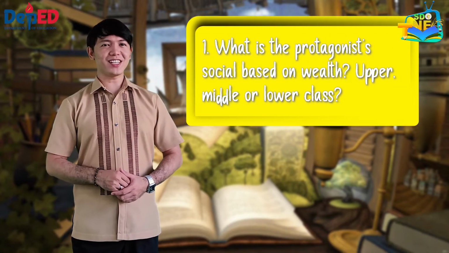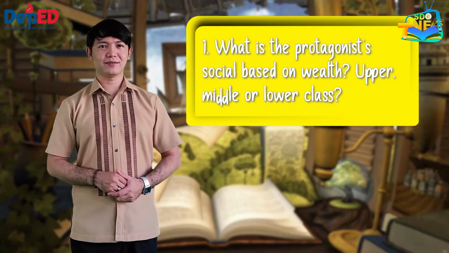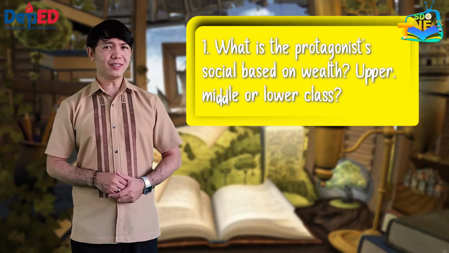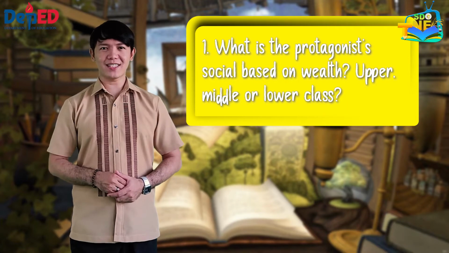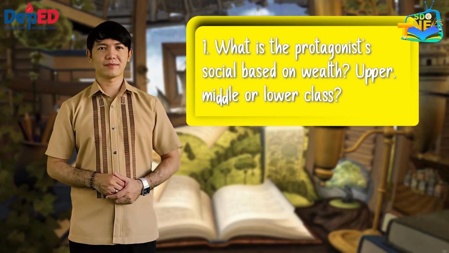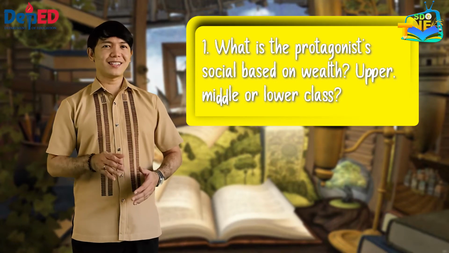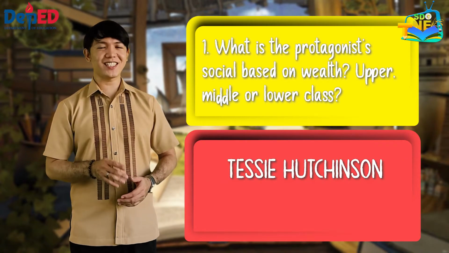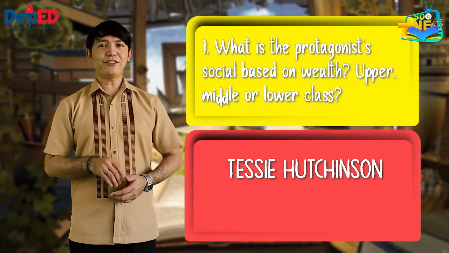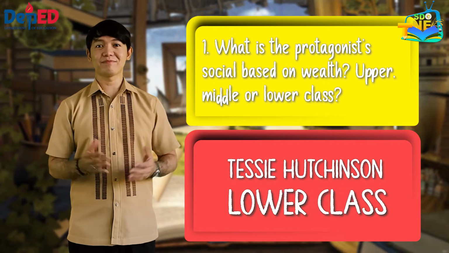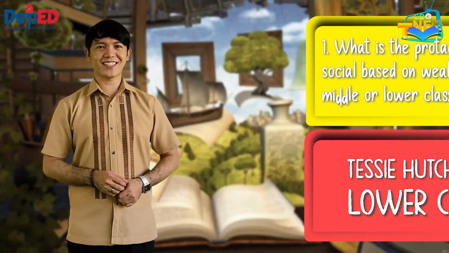What is the protagonist's social standing based on wealth? Is he in the upper, middle, or lower class? Tessie Hutchinson is the protagonist in the story. If your answer is lower class, you are correct.